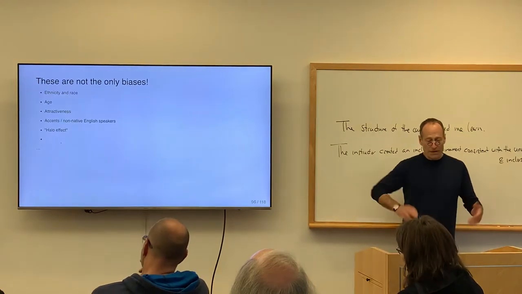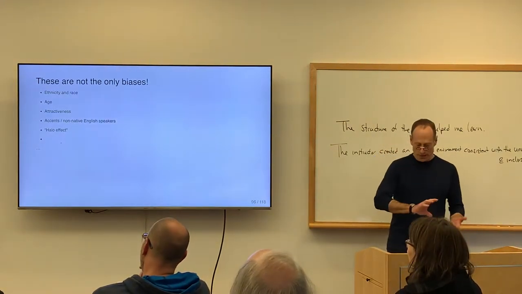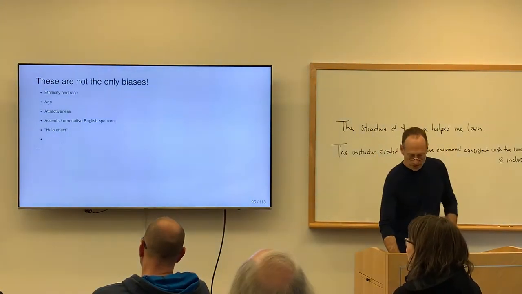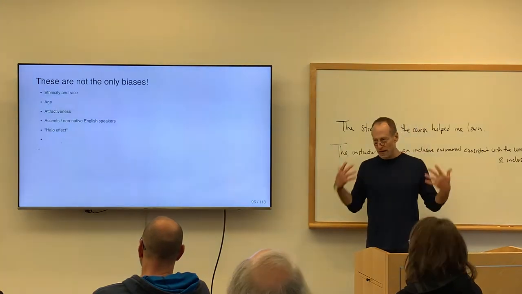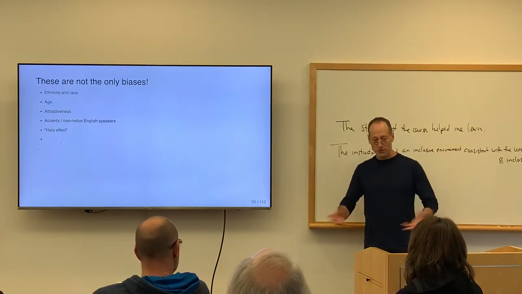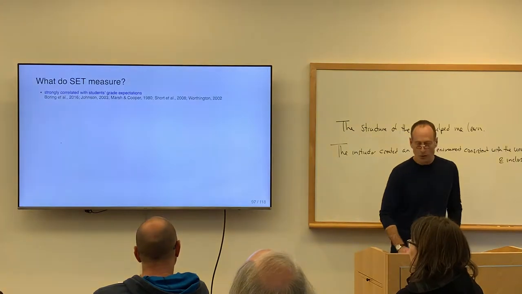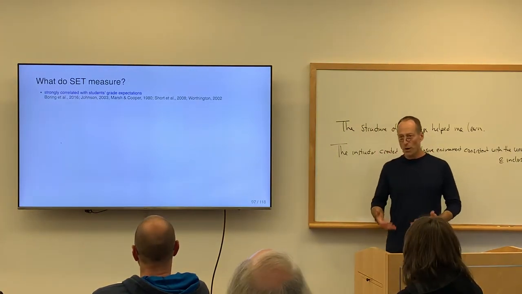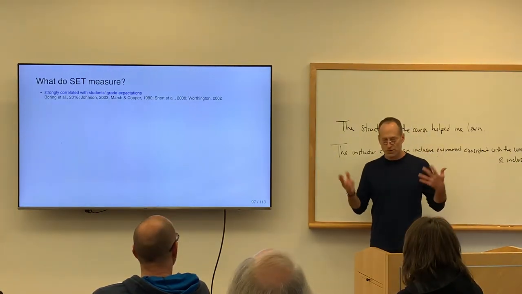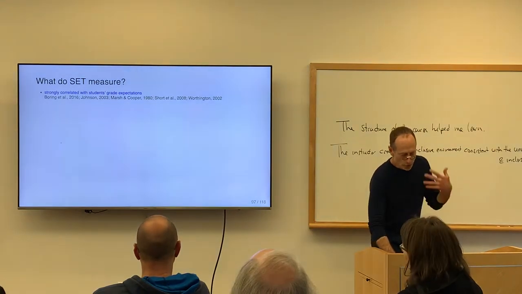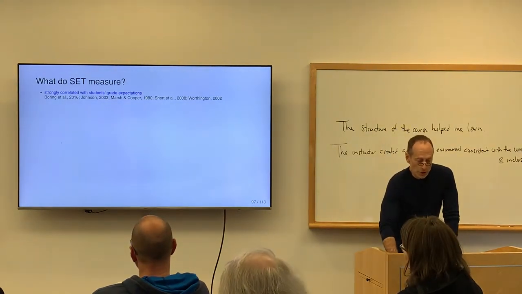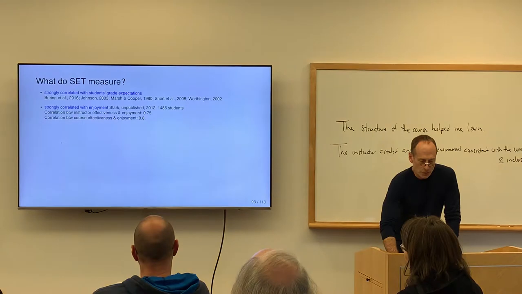All right, so there are other biases that matter, as I mentioned before: ethnicity and race, age, perceived attractiveness, accents. And then there's a halo effect, where if students like you for one thing or dislike you for one thing, it bleeds over. Airlines get far more complaints about the service when there are delays, right? So it's just not good. All right, so there's a strong association between student evaluations and students' grade expectations, as we mentioned.